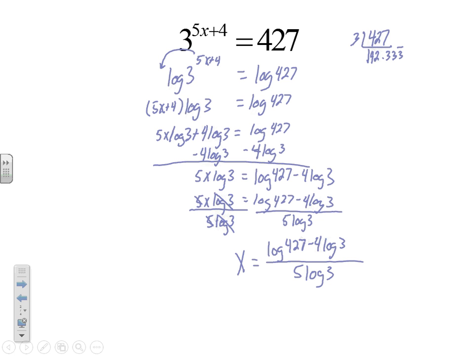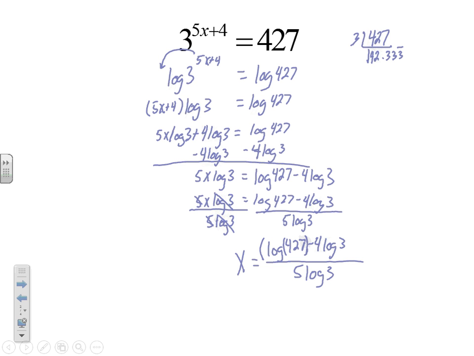Now, you can actually type this into your calculator in one keystroke. Just make sure that you keep your parentheses proper. If you type it into the calculator, the very first thing you want to do is put a parenthesis around everything in the numerator. So you start off with a parenthesis here, the log will open up a parenthesis, and then I'll close a parenthesis around the 427.